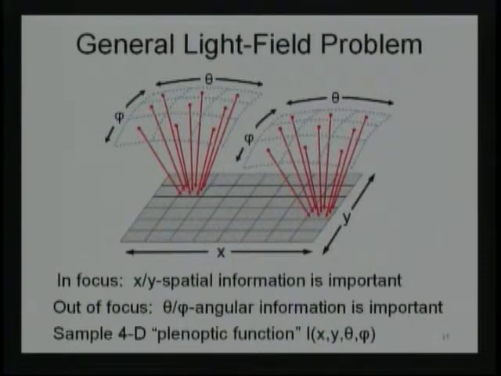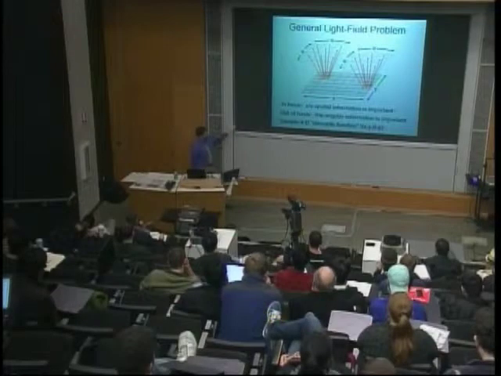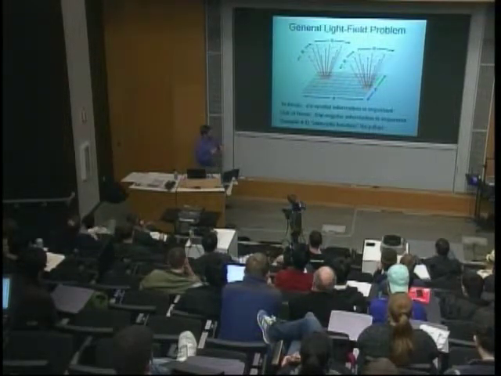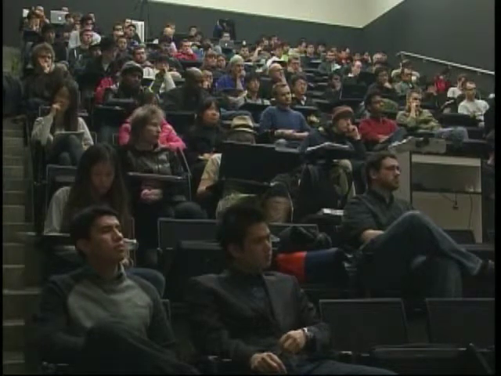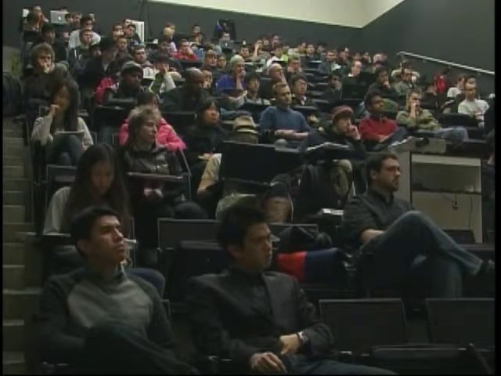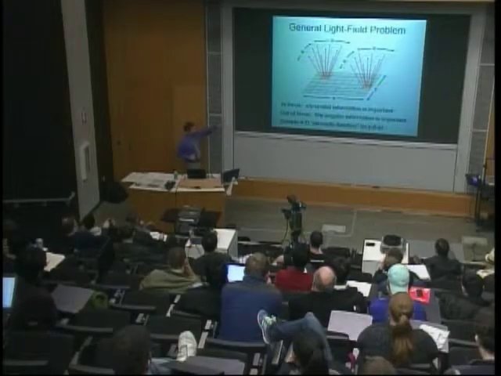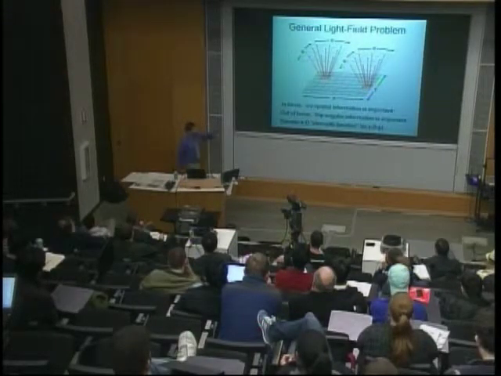So this leads to a general statement of the problem with light field capture. The light field is this idea of characterizing the light coming in not just by intensity, but also by the incident angle and location. For in focus, we have 2D XY spatial information we want to capture. If we're out of focus, we're more interested in the theta phi angle information. And overall, what we want to capture is what's been described as the plenoptic function, which is a four-dimensional problem of location xy and angle theta phi. So that's the problem we want to solve. We want to build a system that's low cost and small, but captures this kind of information.